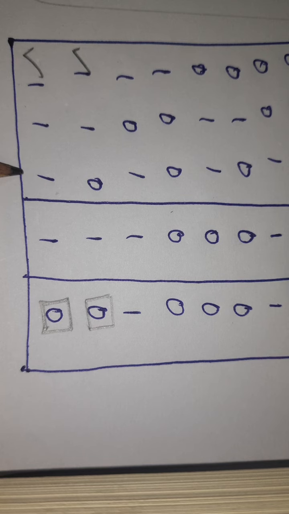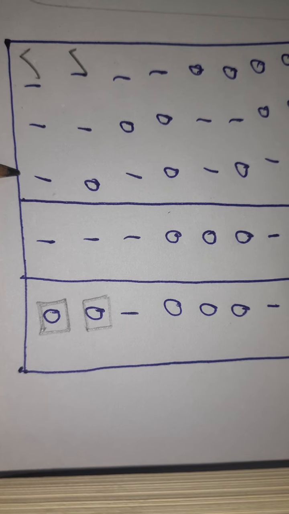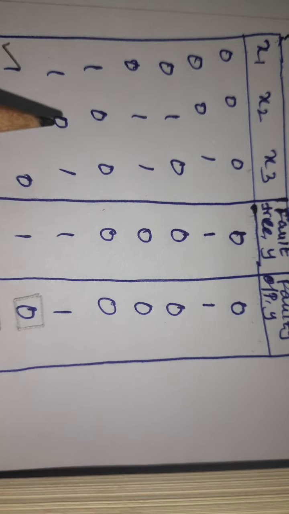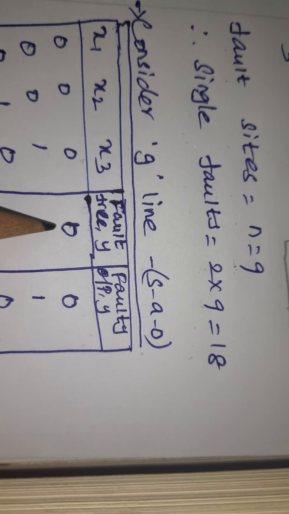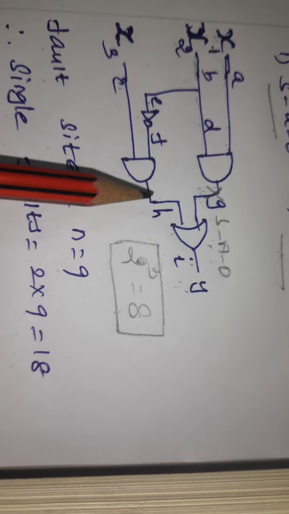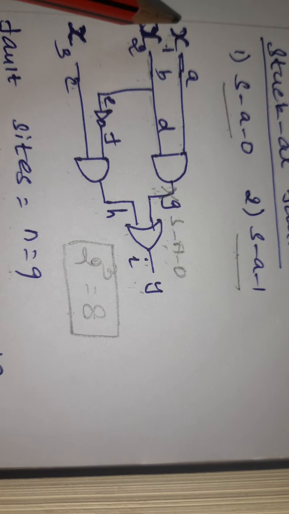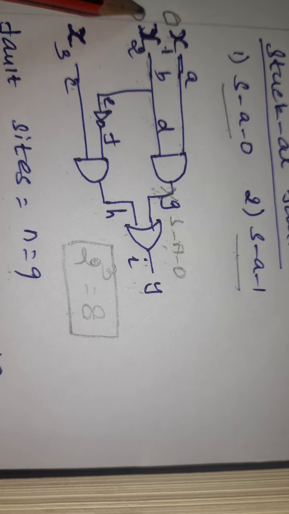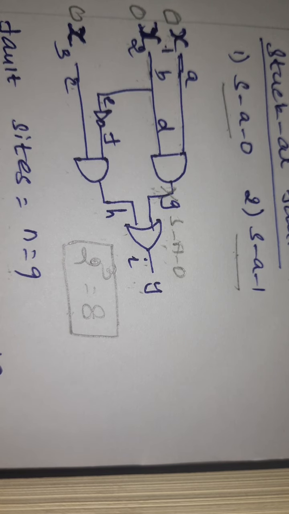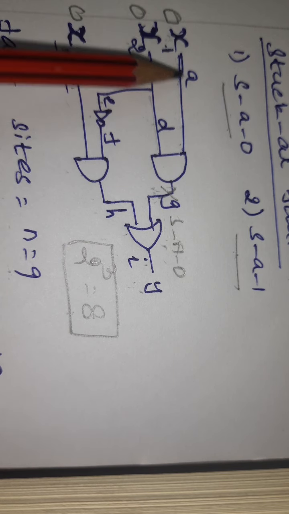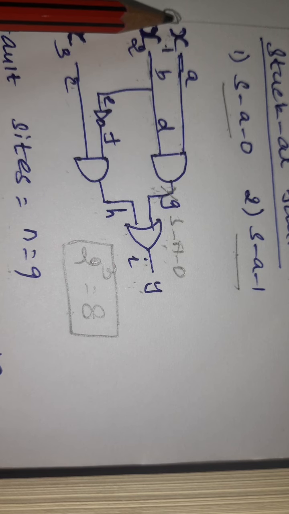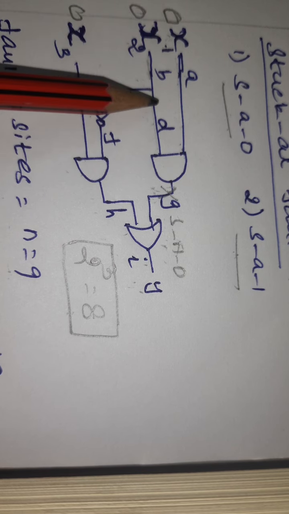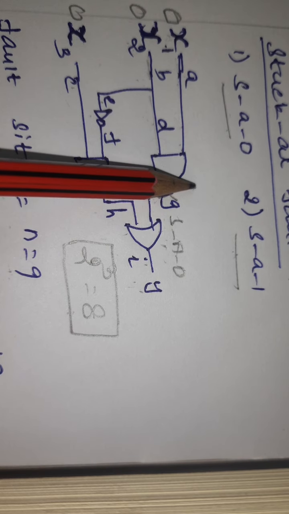We are making the truth table like this. From this we write the response of this circuit when we apply input combination 0 0 0. Consider this is an AND gate. So when we apply value 0 0 to this input line, what is the output here?